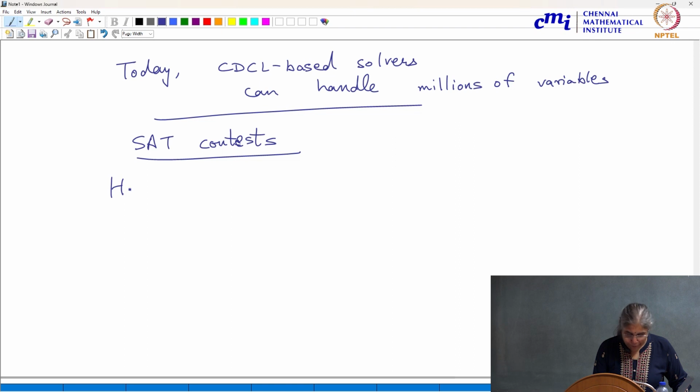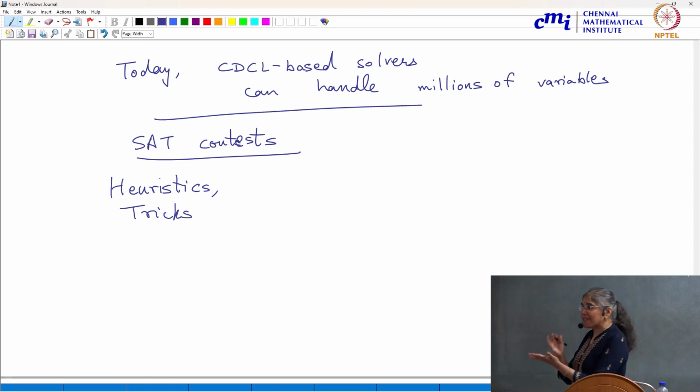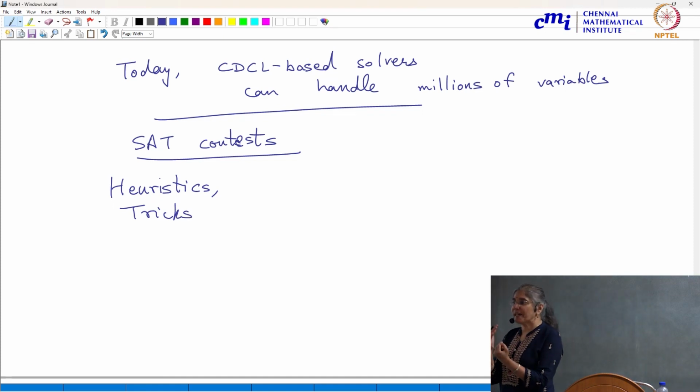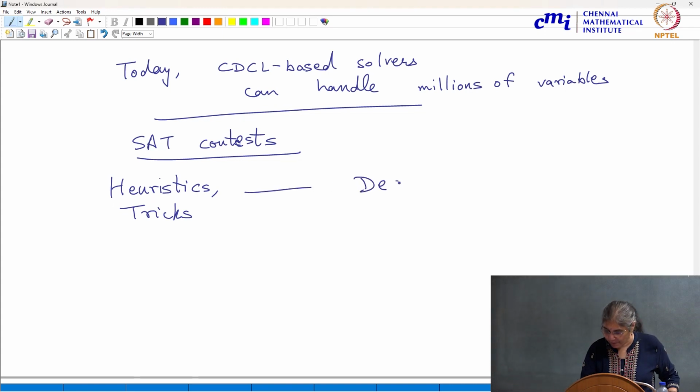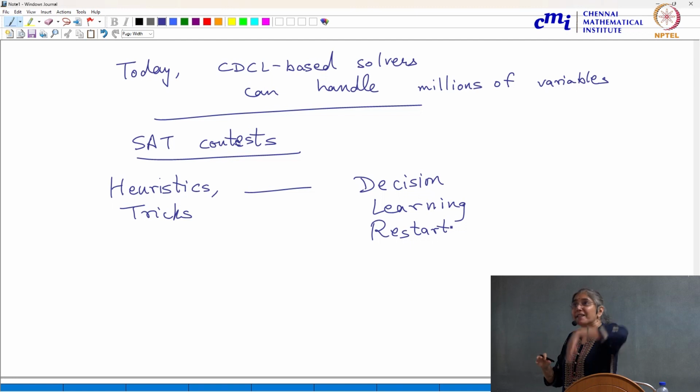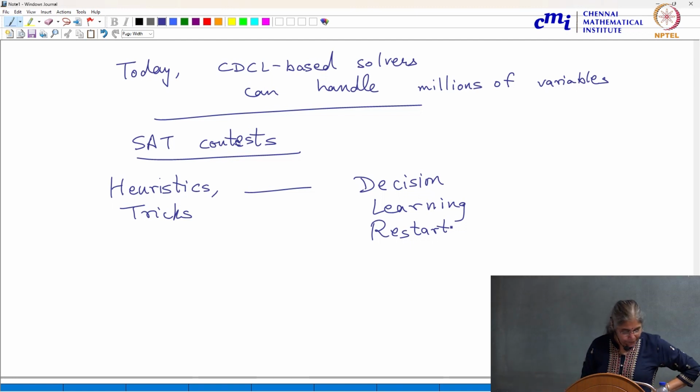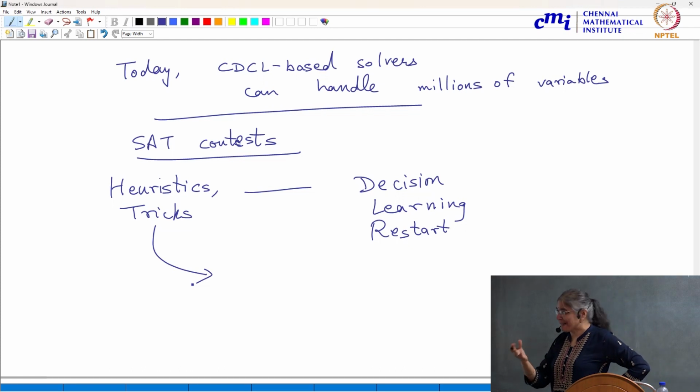What are the other kinds of heuristics and tricks that these solvers are using? So we already saw the places where you need heuristics: decisions, which variable to pick to branch on, what value to choose for that. So there's the decision heuristic, which variable to pick. There is the learning scheme, which clause to learn. There is also the restart heuristic, which we didn't spend much time on, but when to jump back. Sometimes back jumping all the way is actually useful. Tricks, these are the data structure tricks, which you have implemented often enough.